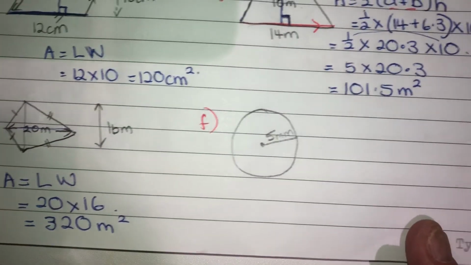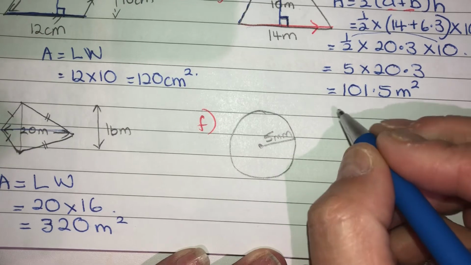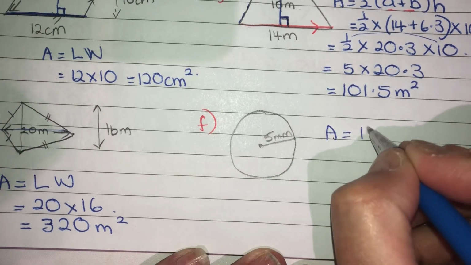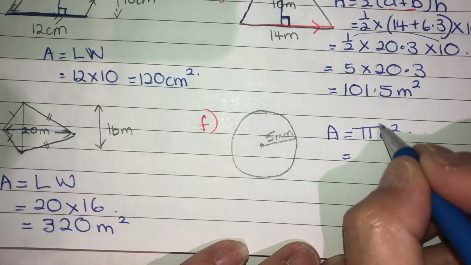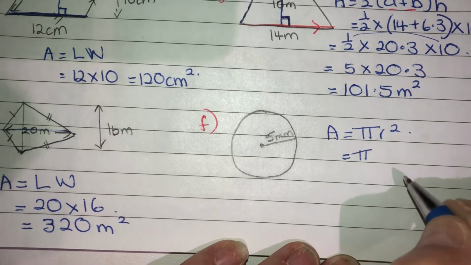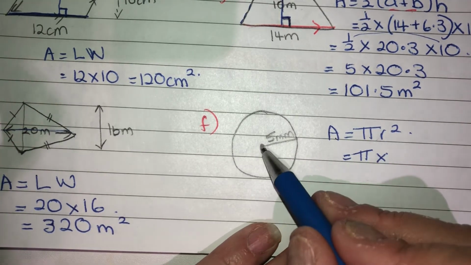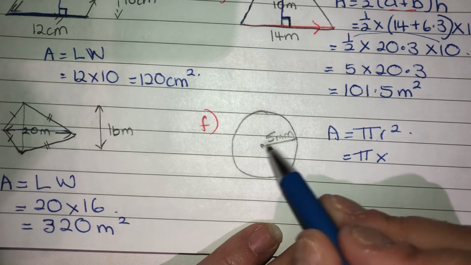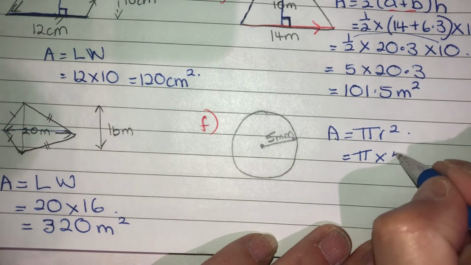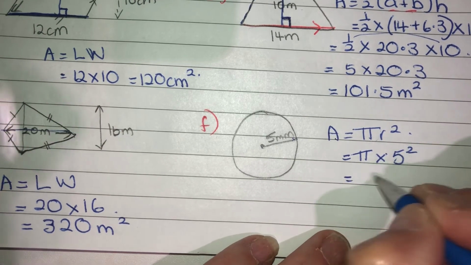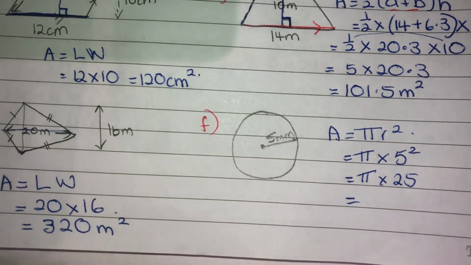And the good old circle, area of a circle. So we're going to have area equals pi r squared. And we're going to have pi, which we're going to leave as pi just like that because we're going to use our calculator for that, times the radius. So remembering the radius is the distance between the center of the circle to outside the circle. So it's going to be 5 squared. So we're going to have pi times 25. And this time I am going to use a calculator.